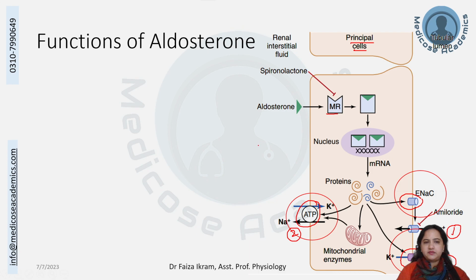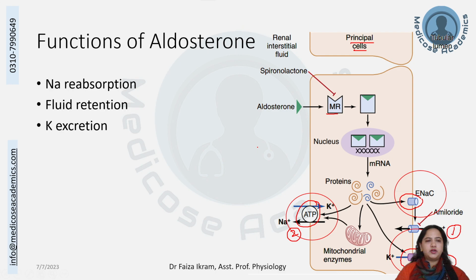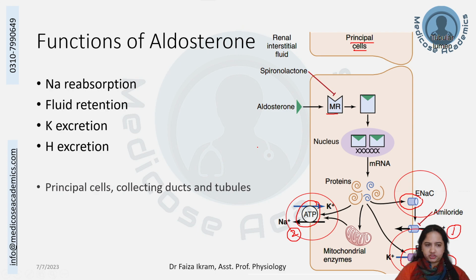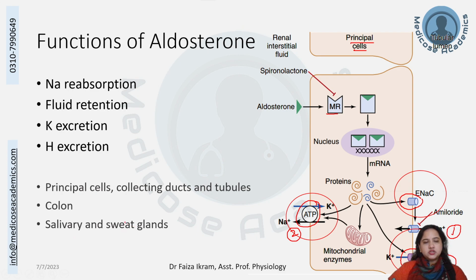There are other functions of aldosterone also. In addition to sodium reabsorption, whenever there is sodium reabsorption, water will follow and that will lead to fluid retention, and to potassium excretion. And among the intercalated cells, it is also going to promote hydrogen excretion. Most of its action is within the principal cells of renal tubules. Other than that, among colon, salivary glands, and sweat glands, it can also promote sodium reabsorption, hydrogen, and potassium excretion.